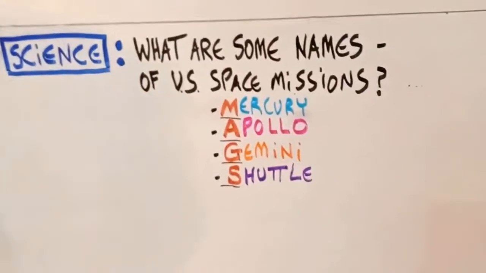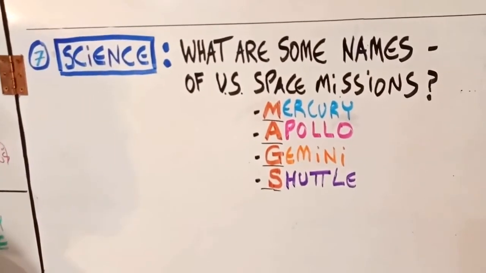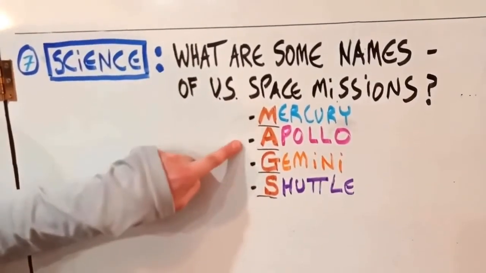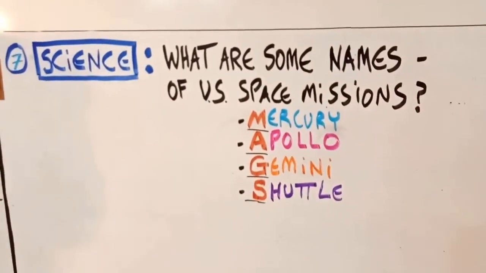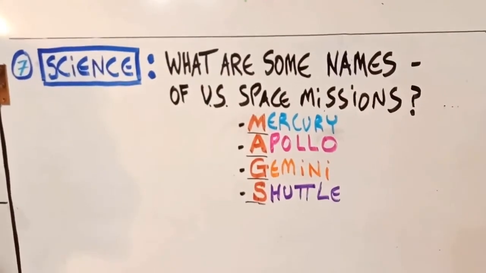What are some names of U.S. space missions? And then we'll say some names of U.S. space missions are MAGS: M for Mercury, A for Apollo, G for Gemini, and S for Shuttle. And we'll use a song from Perry Grip, Space Unicorn.